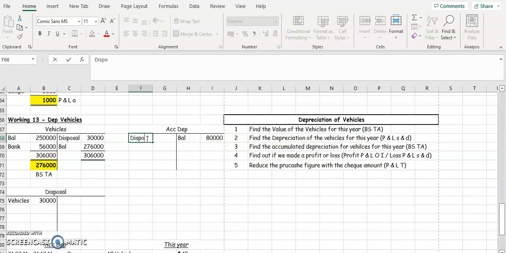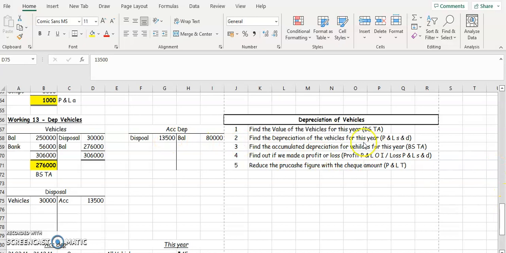So we're going to debit our accumulated depreciation account by 13,500, and we're going to credit our disposal account 13,500. Now we've taken the van that we just sold, we've reduced our vehicles by it, and we've also reduced the accumulated depreciation as well, because that would have been part of the 80,000, but now that we got rid of it, we need to take away our depreciation from it.